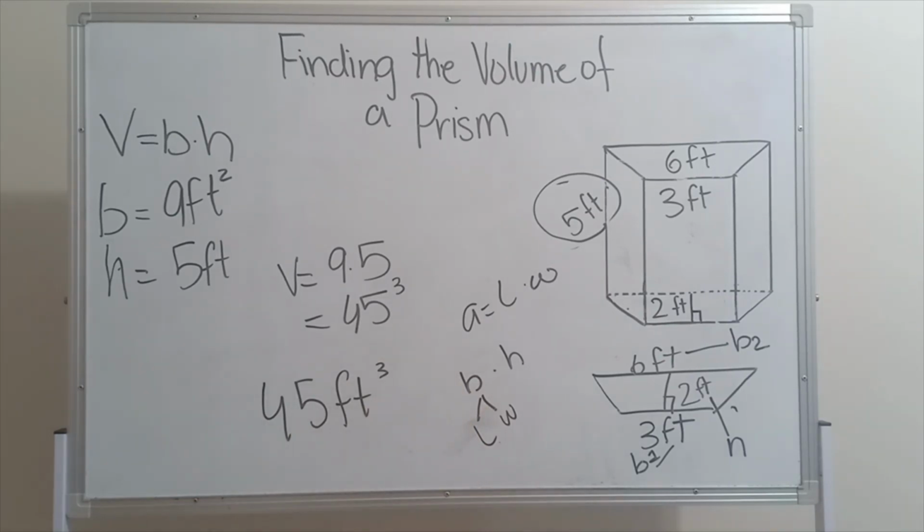For area, since we found the area of the base, we put the square sign or the exponent 2 to show that we found the area, since area is measured in square units.